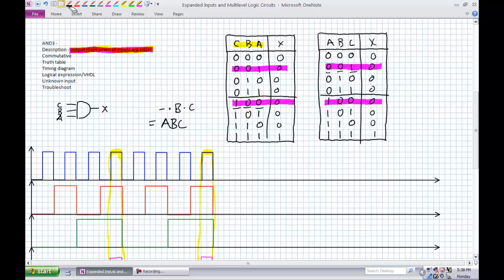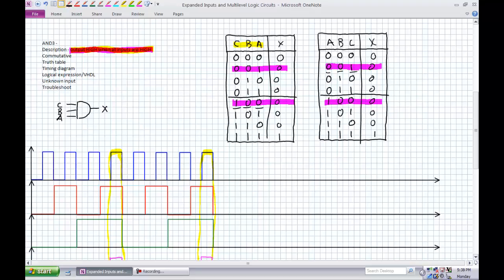Okay, now in VHDL, if I was to program this thing, program a programmable logic device to become a triple input AND gate, I would say signal X is assigned the value A and B and C and close it up.